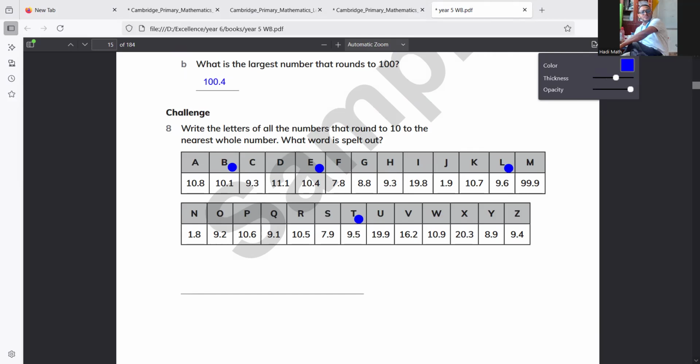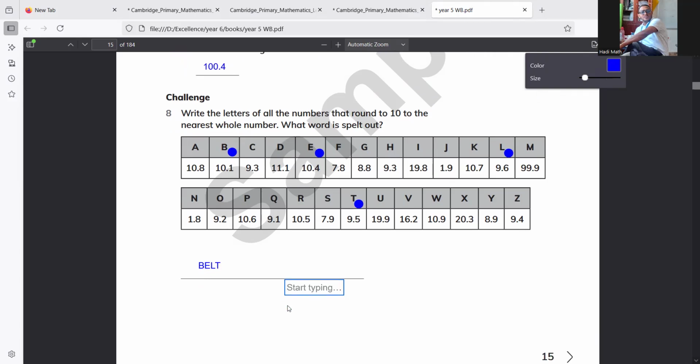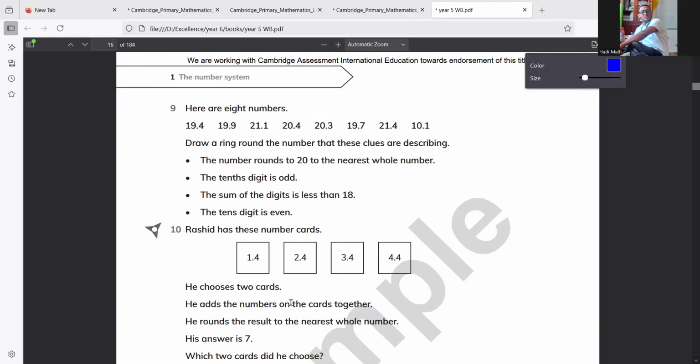Yes. So only these numbers are giving you what? Giving you 10. So you go and spell them. The first one is B, then E, then L, then T, which is belt. Okay, so this is how we answer the question.